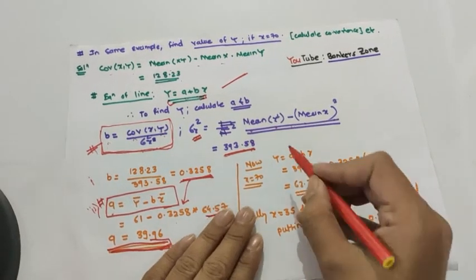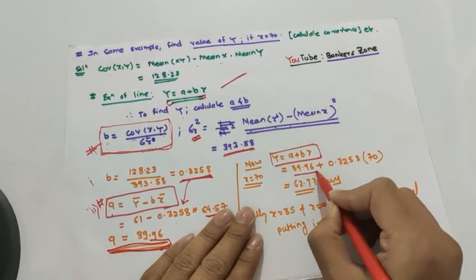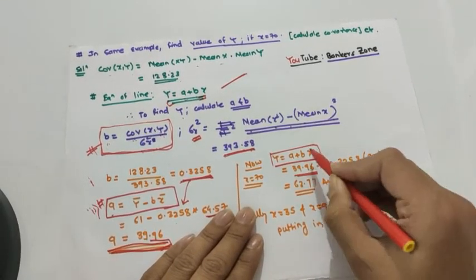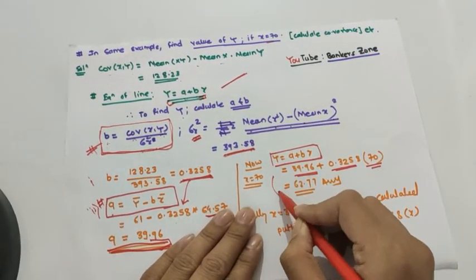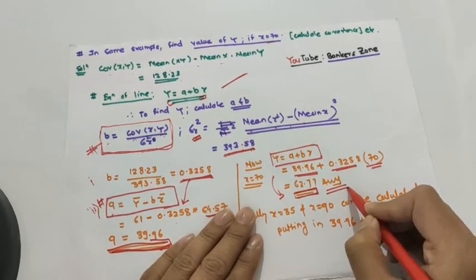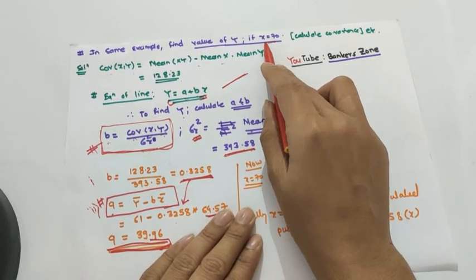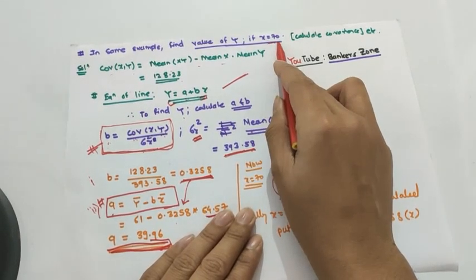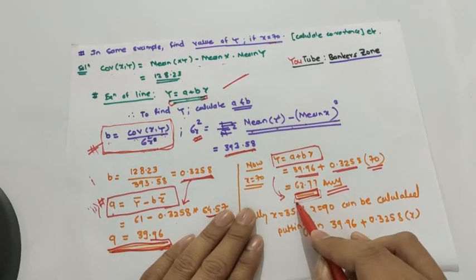Now that we have calculated the values of a and b, the rest is very simple. Put the values in the equation of line, y is equal to a plus bx. A we have calculated, b we have calculated, and x they have given as 70. For x 70 we have to calculate y. When you solve, you will get y is equal to 62.77. That is your answer. That means when export x is 70, you will get import y of 62.77. That is the relation between export and import.